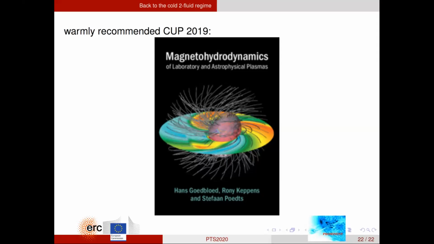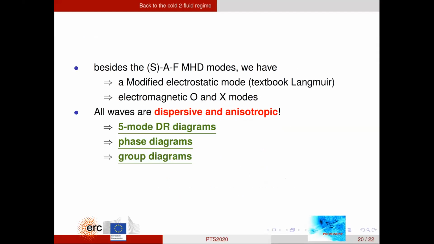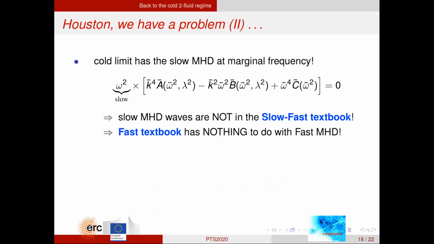Yeah, hi. So you mentioned you are identifying Alfvén waves, slow and fast, even in the 2-fluid, but for example, the Alfvén relation omega equals k parallel VA, that's only in the MHD limit where the electron mass is 0. So how is this modified in this 2-fluid description?